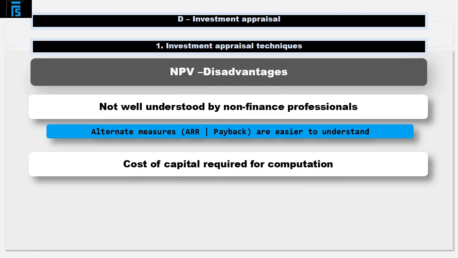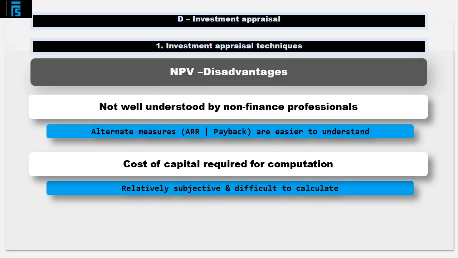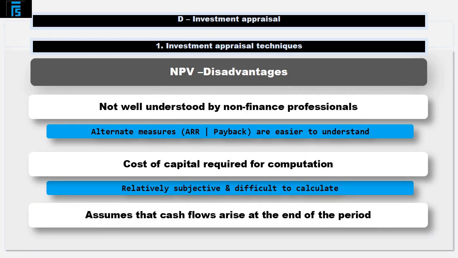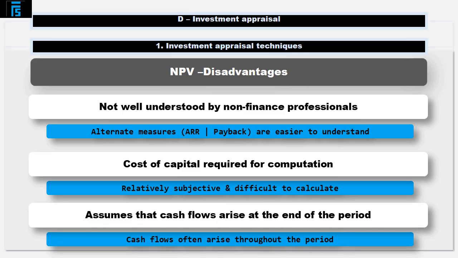It needs a cost of capital to be able to calculate it. This is the discount rate that's used. This is relatively subjective and difficult to calculate, as you'll see later on. It assumes that cash flows arise at the end of the period. Operating cash flows often arise throughout the period.